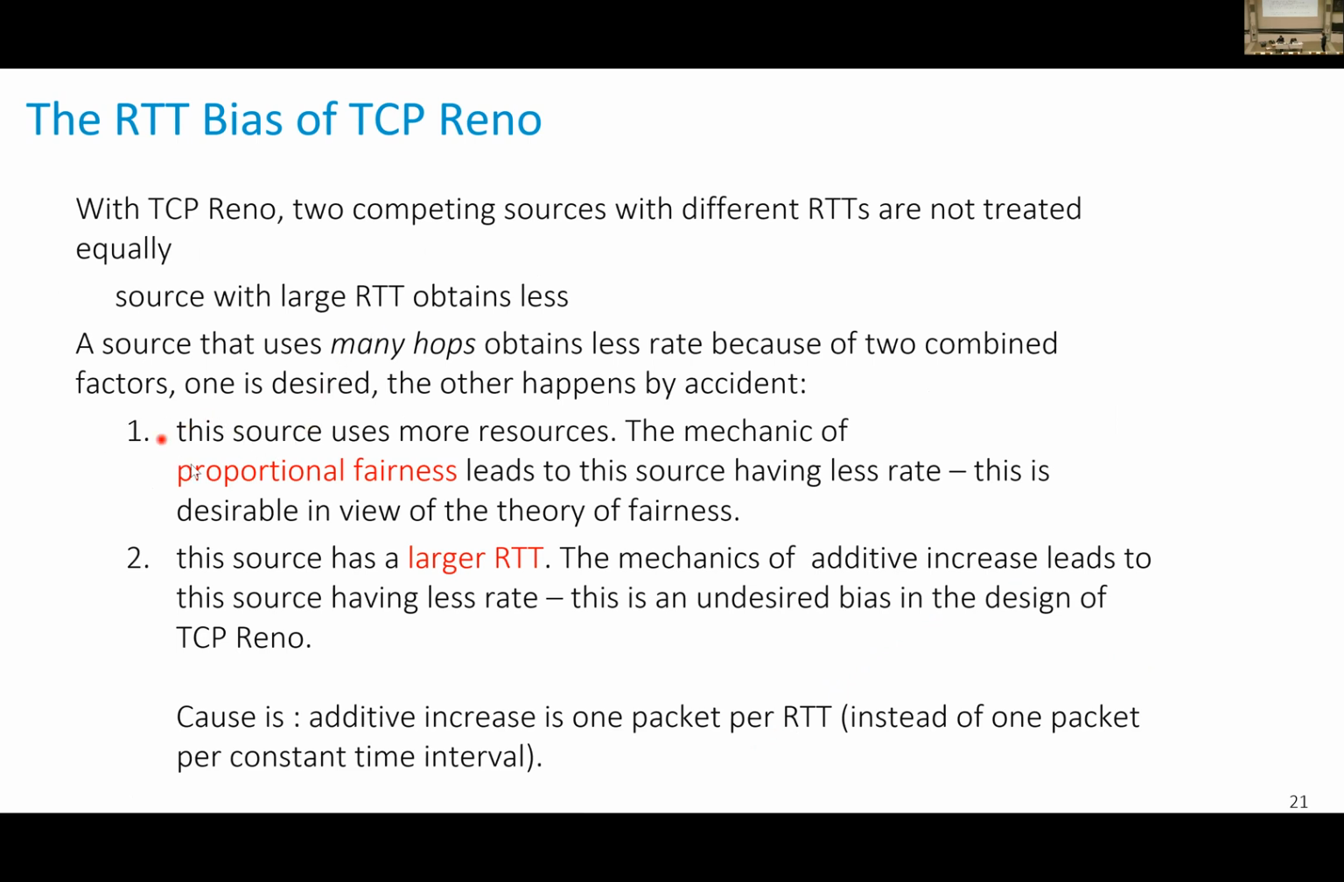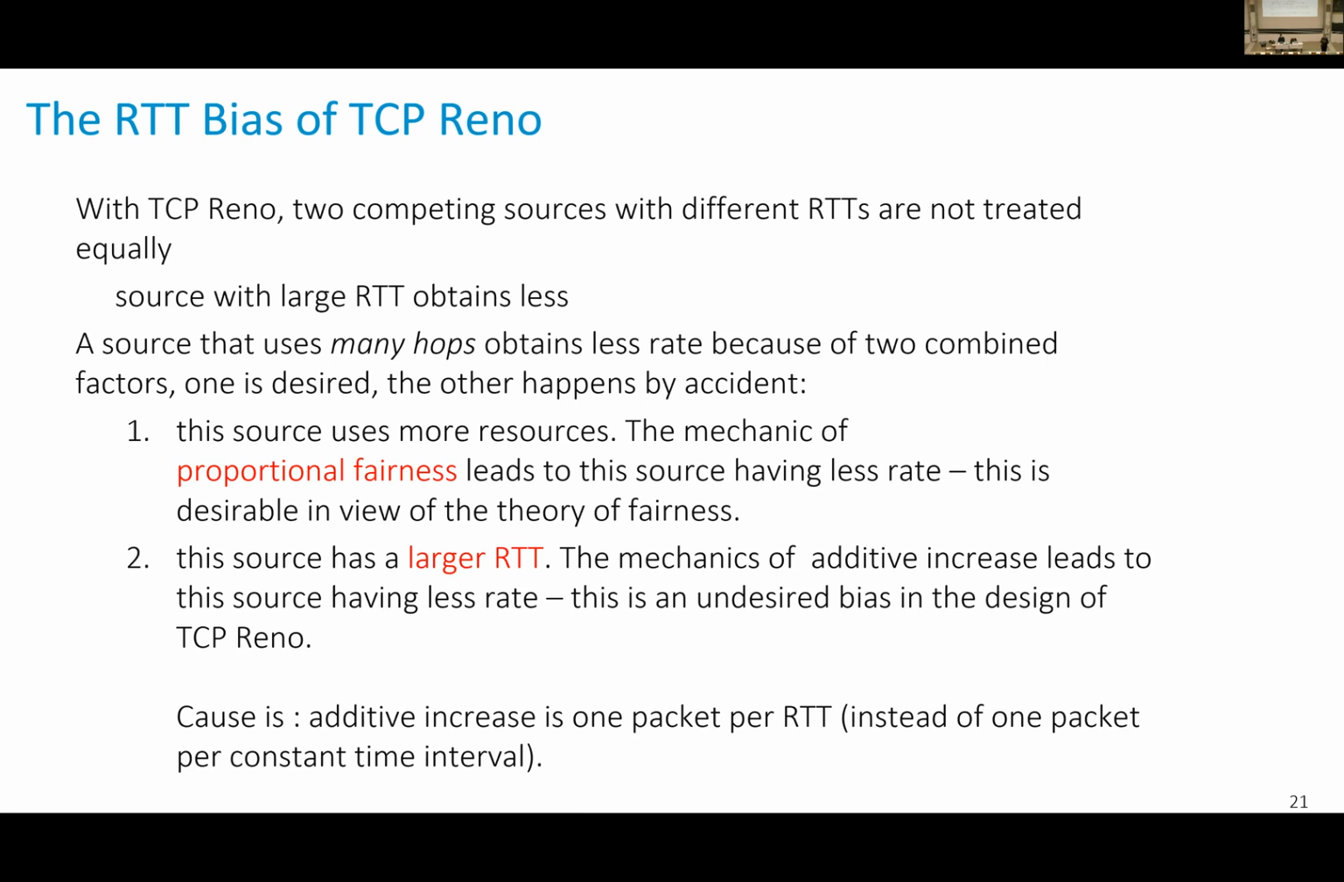It is sometimes misinterpreted as something desirable, in the sense that if I have a source, you remember the kind of exercises we did in the past weeks, we looked at a source that is using 4 links, whereas another source is using 1 link. Then we say it makes sense to give less throughput to the source that is using 4 than the source that is using 1. That was the principle or the axioms of proportional fairness. And TCP will do something like this. It is true. And if you use 4 links, it is likely that your RTT is larger than if you use 1. Most of the time, this is what happens.